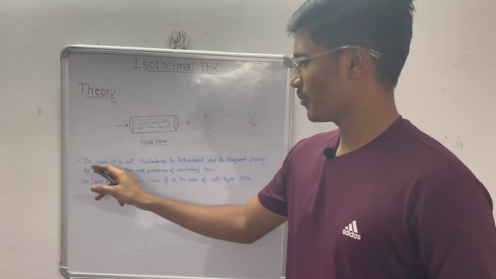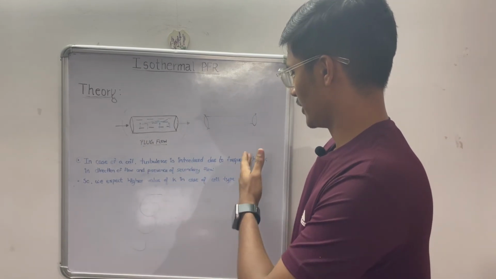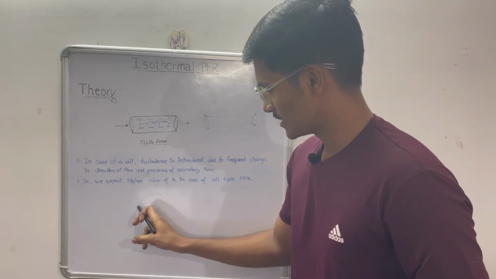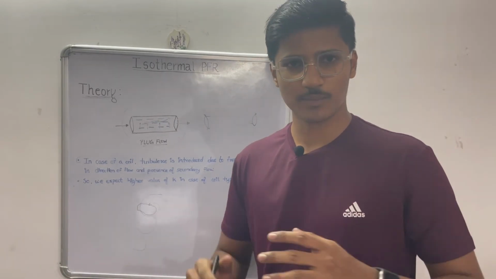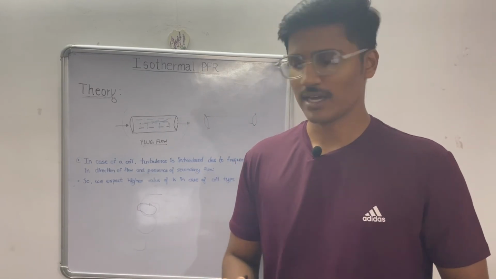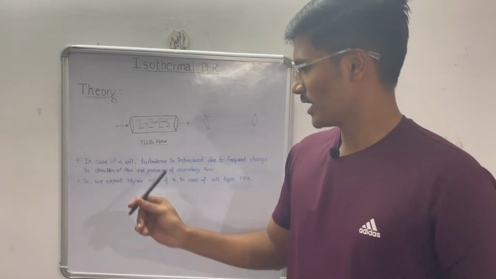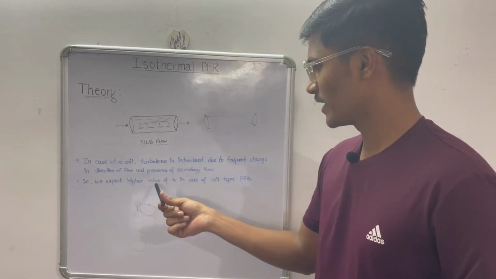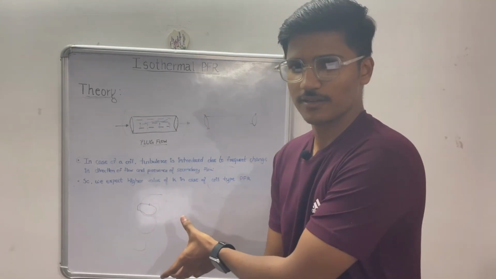So this is the same point which is written here, that in case of a coil, turbulence is introduced due to frequent change in the direction of flow. Here you can see the direction changes every time in a tube. Due to this, turbulence is created inside the reactor, along with the presence of secondary flow. The next point, that due to this type of turbulence, we expected a higher value of K in case of coil type PFR.